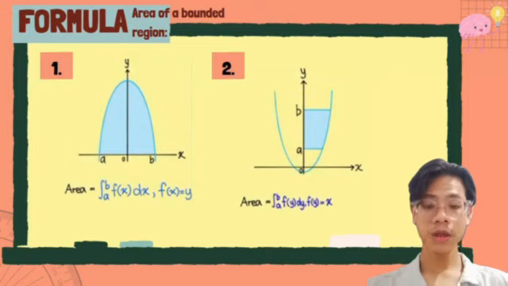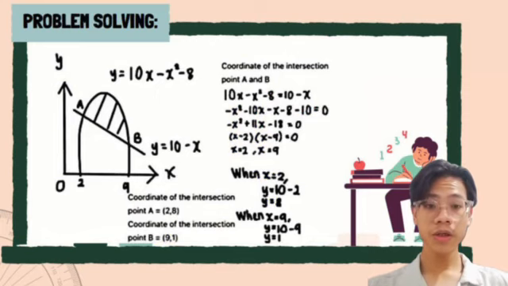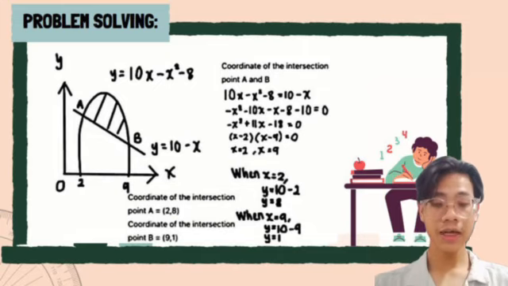Let's jump to the question. The question requires us to calculate the shaded area. Given that point A is (2, 8), point B is (9, 1), the first curve y1 is equal to 10x minus x squared minus 8, and the second line y2 is 10 minus x.